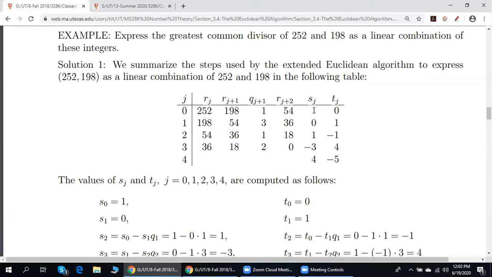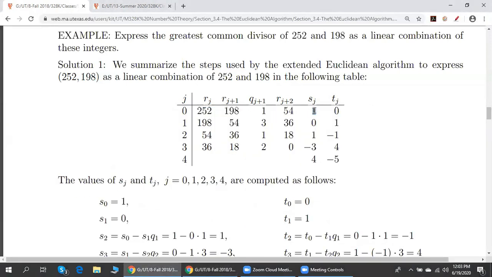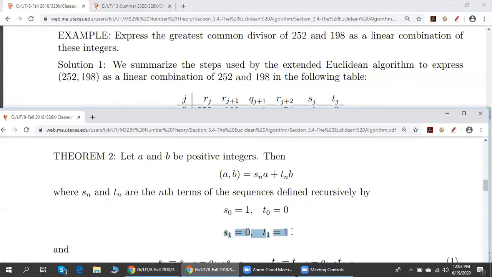The last two numbers are S0 and T0. As we discussed, S0 is 1, T0 is 0. We put here 1 and 0. And by the way, now let me switch to row number 2. If j is equal to 1, S1 is 0, S2 is 1, according to what is written here.